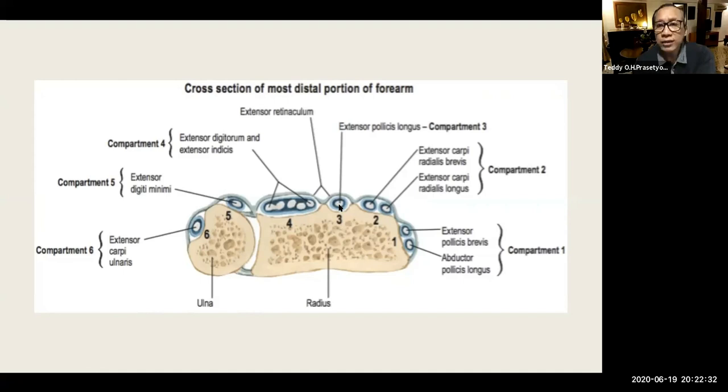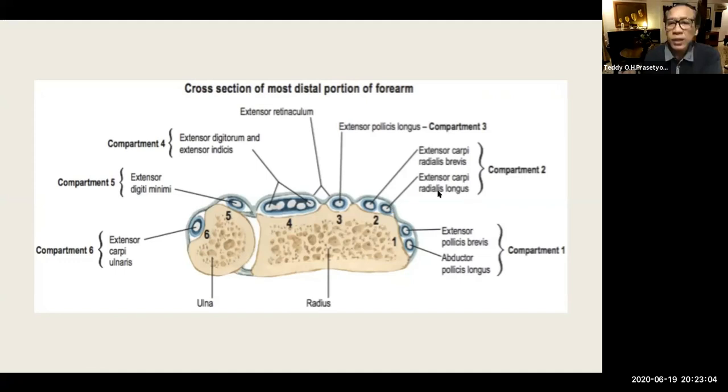So this is the wrist level, a tangential cut through the radial bone and also the ulnar bone here. So this is radius, this is ulna. From the radius side, the 1st compartment is filled by the abductor pollicis longus and also the extensor pollicis brevis. If you still remember De Quervain disease, it involves these 2 tendons in the 1st compartment.